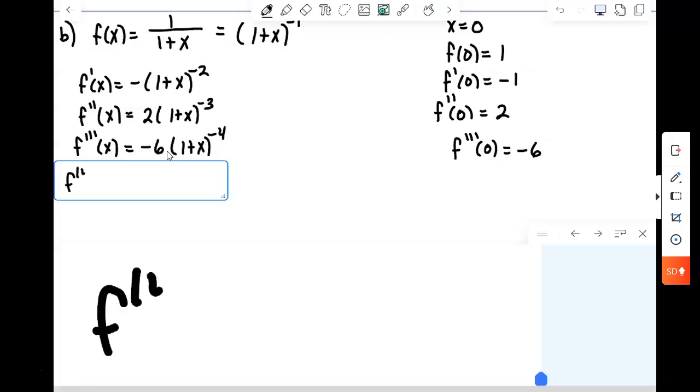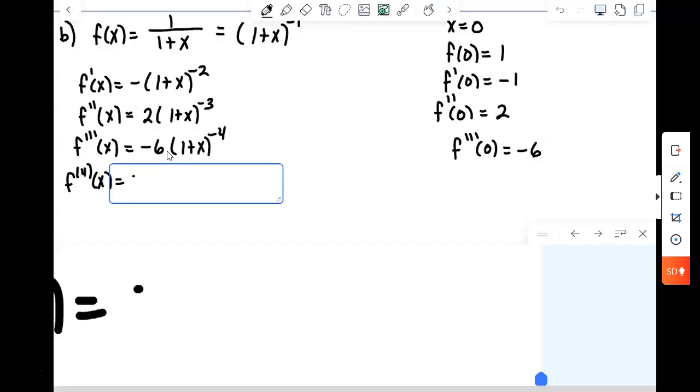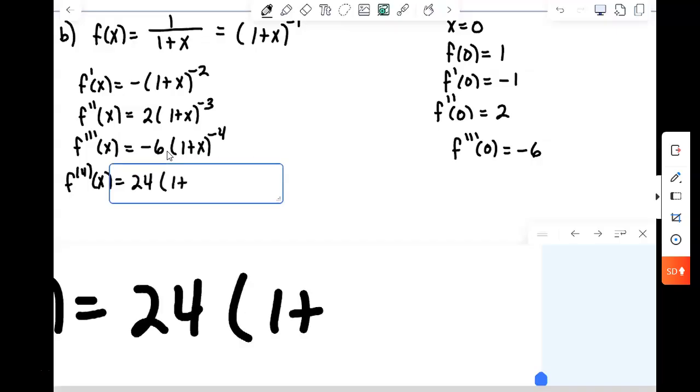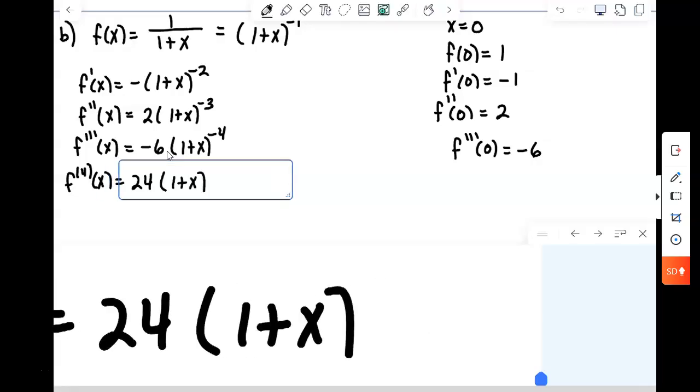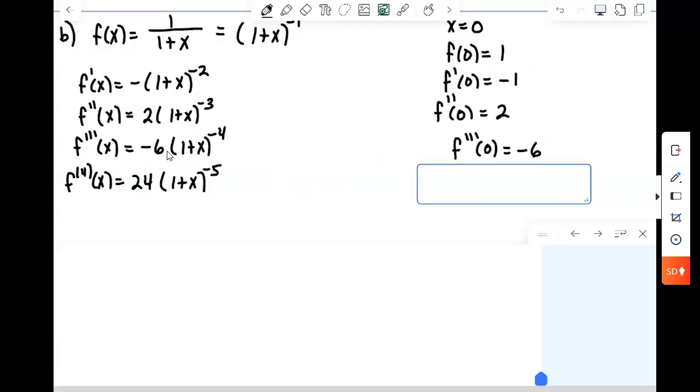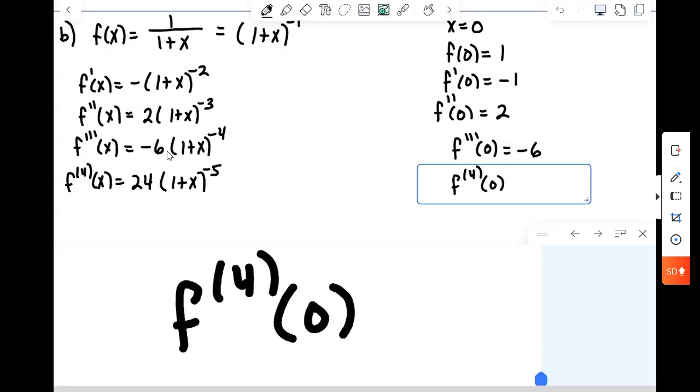And the fourth derivative, we would multiply by 4. We get 24. 1 plus x now to the minus fifth power. And we evaluate that at 0, we would just get 24.